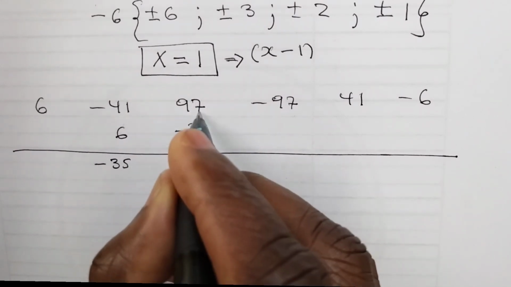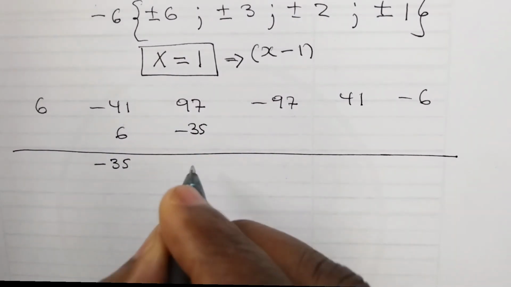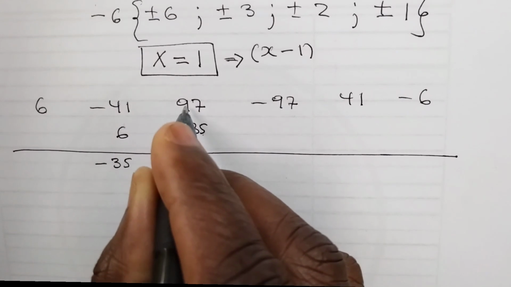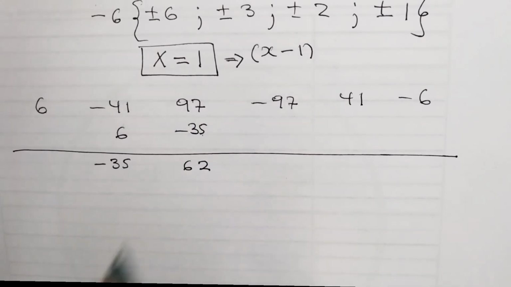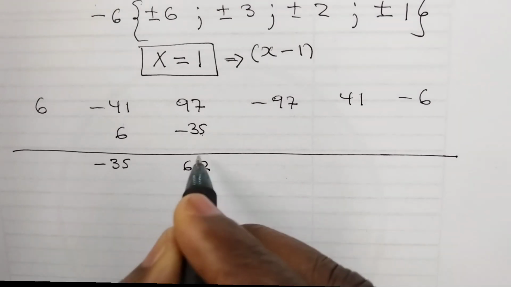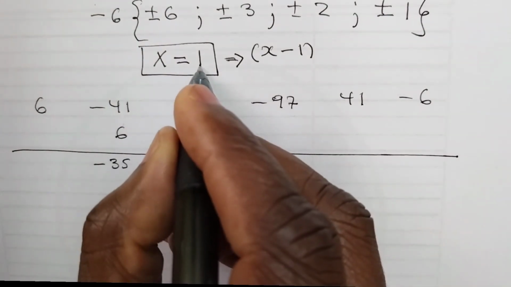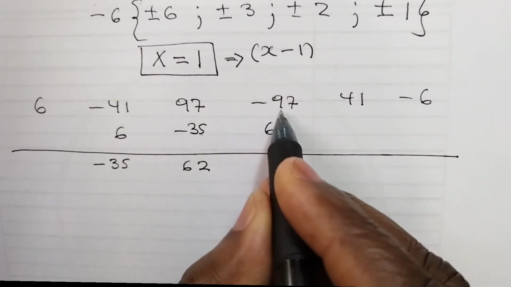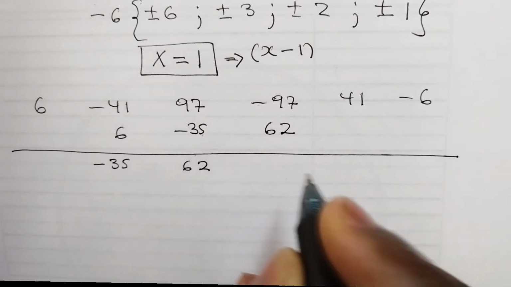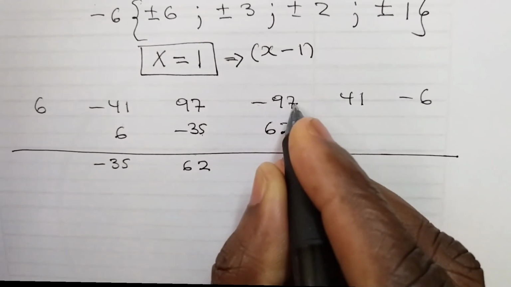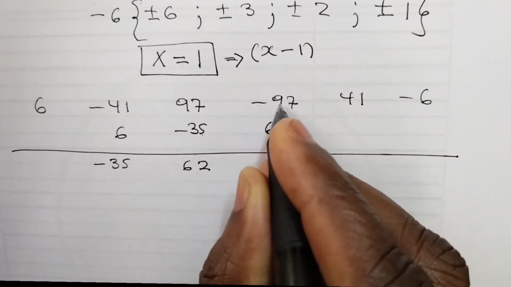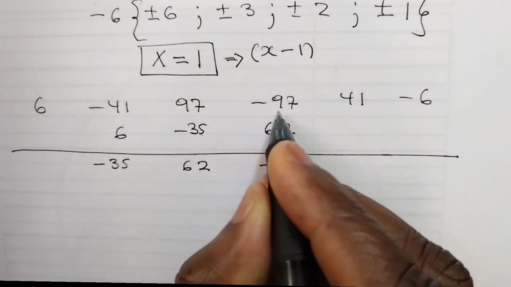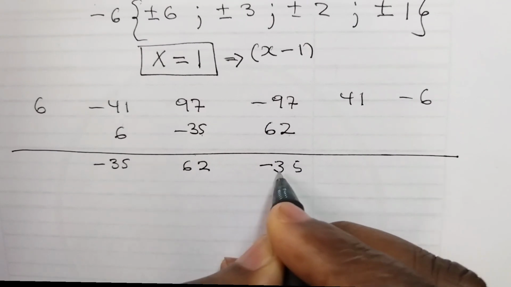So we're now going to have minus 97 minus 35. This will give us 7 minus 5 is 2. 9 minus 3, it is 6. This gives us 62. Then we're going to take 62 right here times 1, which is 62, and we write it here. Minus 97 plus 62, this will give us 7 minus 2 is 5. 9 minus 3, it is 6, so we put the negative sign there. So minus 97 plus 62, it is minus 35.